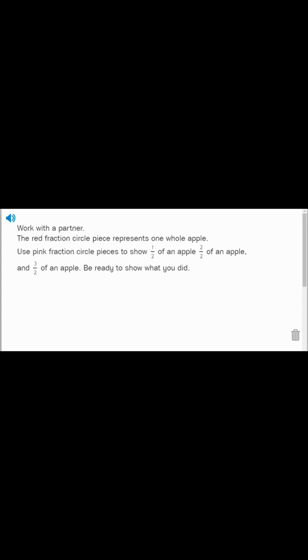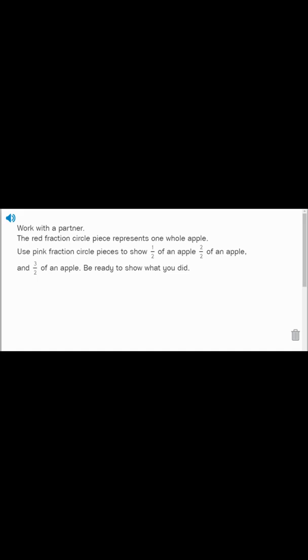So last time I was with you, we talked about how to find fractions on a number line that were less than 1. Today we're going to expand that to find fractions that are more than 1. But to begin, let's look at our math message for today. It says the red fraction circle piece represents one whole apple, and use a pink fraction circle piece to show 1/2 of an apple, 2/2 of an apple, and 3/2 of an apple.